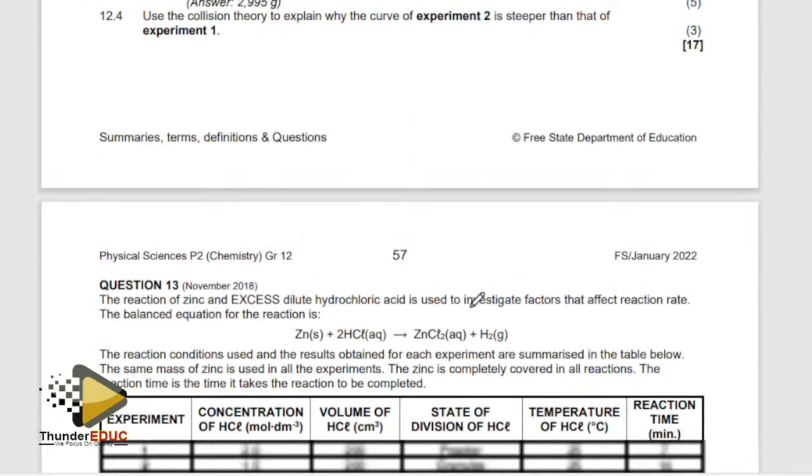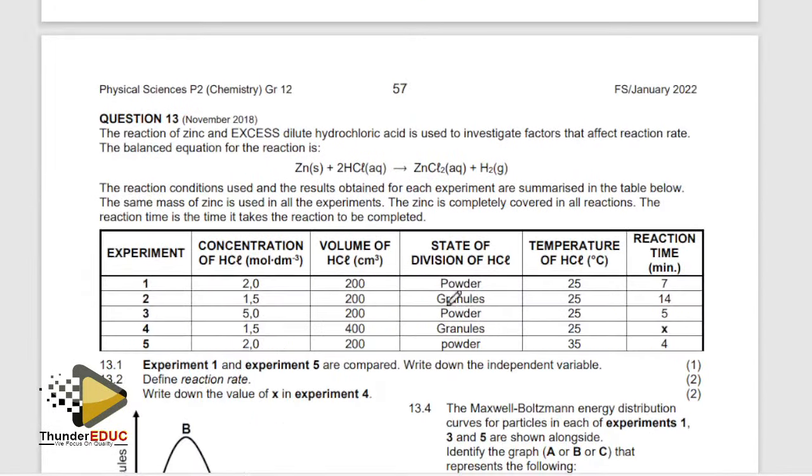Let's look at this experiment. They're saying that the reaction of zinc is in excess, guys. The moment they talk about zinc being in excess, it means that this one will never be a limiting reagent. Someone asked: can you please talk about identifying whether something is a limiting reagent?